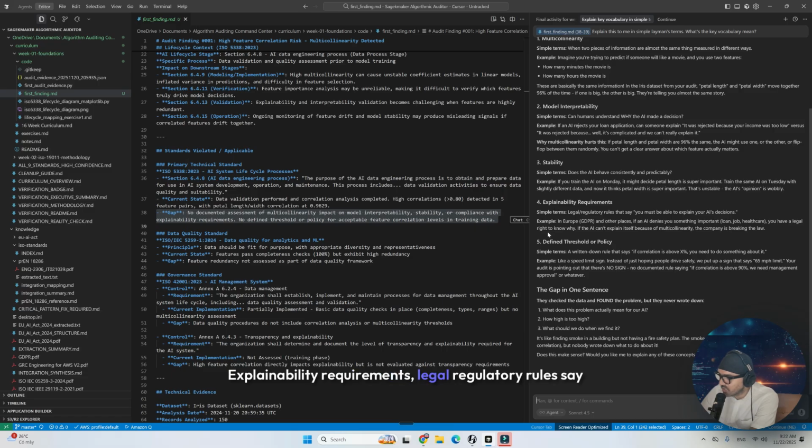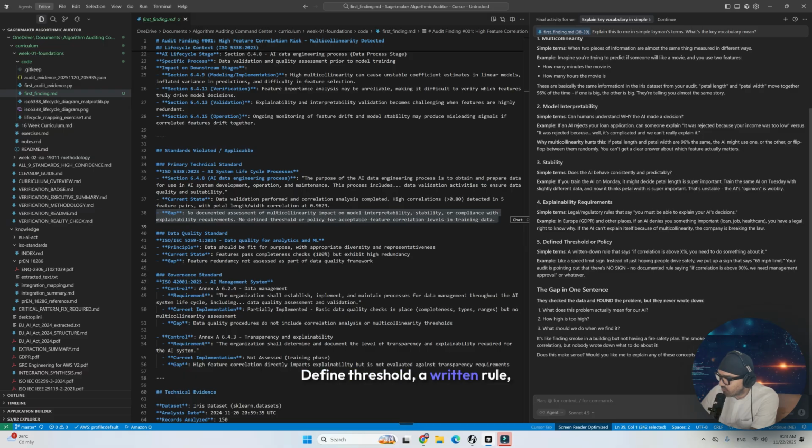Explainability requirements. Legal regulatory rules say that you must be able to explain your AI's decisions. For example, under GDPR and other places, if AI denies you something important, like a loan, job, or healthcare, you have a legal right to know why. If the AI can't explain itself because of multicollinearity, the company is breaking the law.